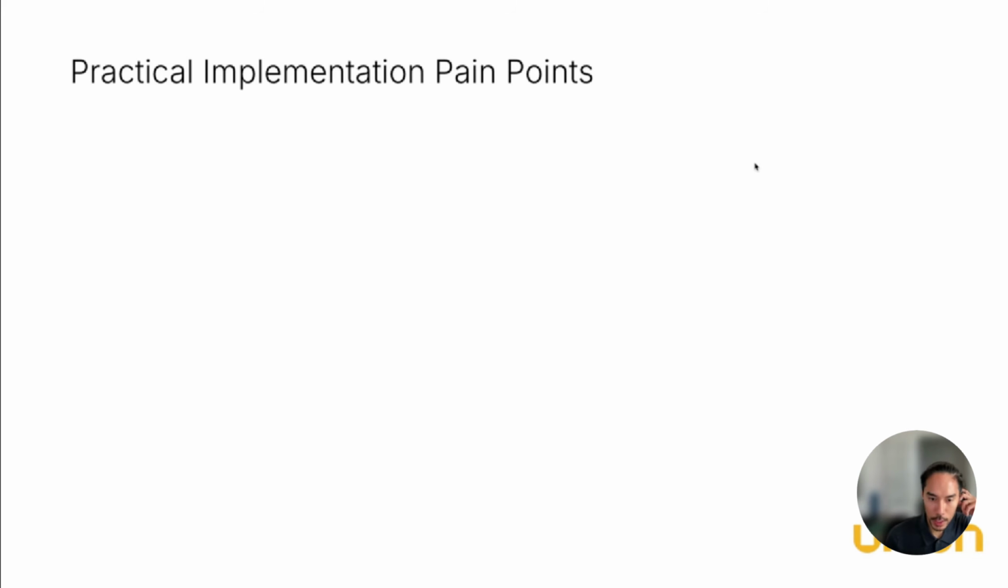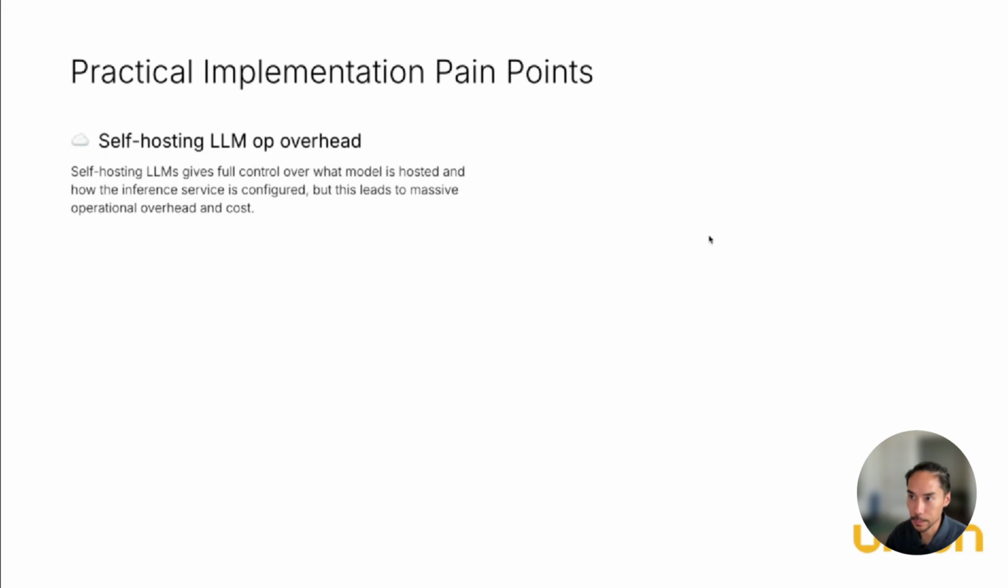So the second last thing I want to share is practical implementation pain points that I have experienced building these sorts of applications. First is the self-hosting LLM operational overhead. I mean, you need GPUs, you incur the cost of that. You need to maybe scale to 0 so you're not over-provisioning your GPUs. So there's a lot of operational overhead that you will have to incur if you want to self-host your own LLMs, unless you're doing local LLM hosting with Ollama or something like that.